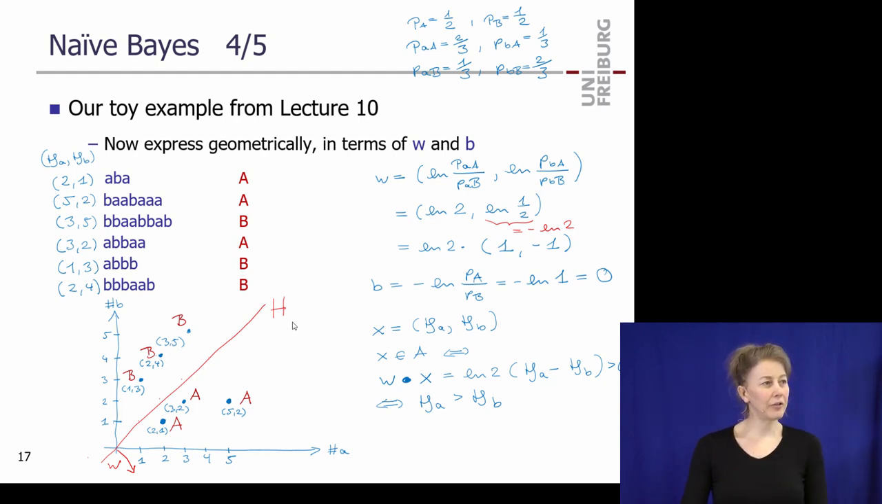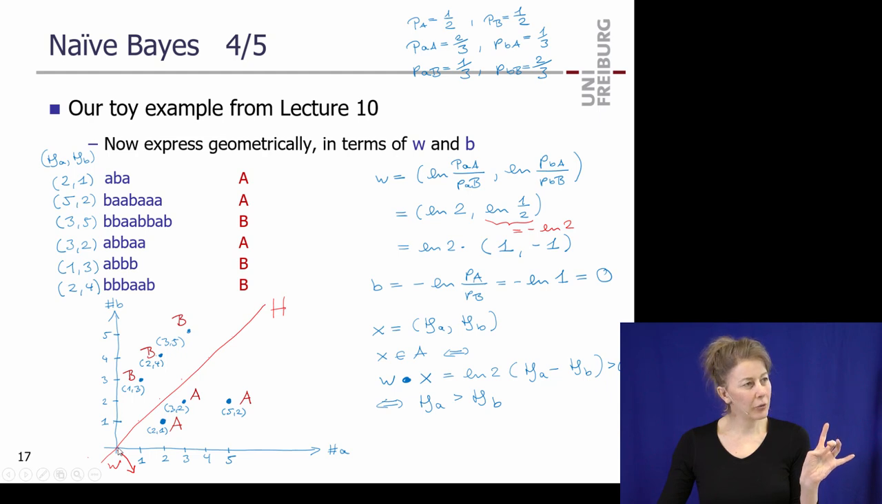There's a question or comment. That means if we do naive Bayes, the crossing of the x axis or the a axis will differ if we have differently distributed A's and B's. Something like this. I'm not sure, are you talking about whether this line goes through the origin? Yes. Yeah, it's a good question.